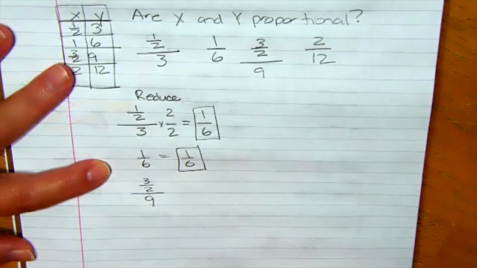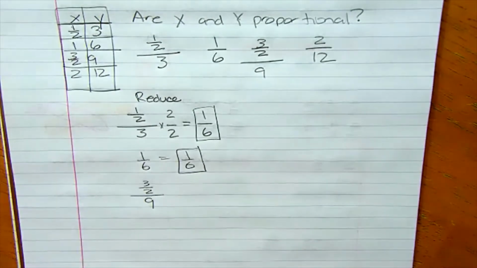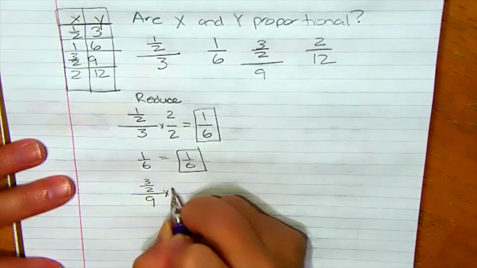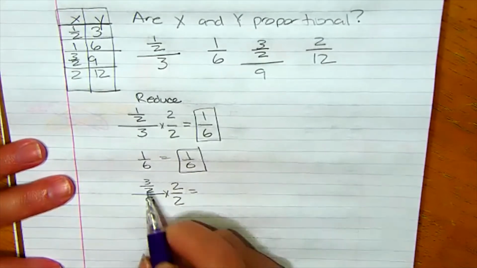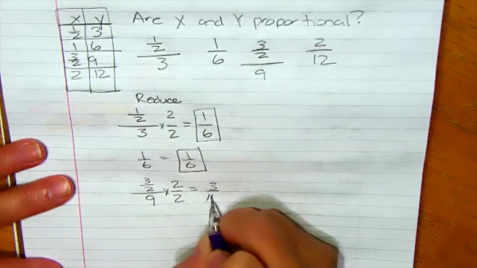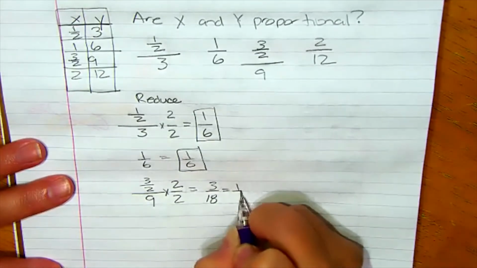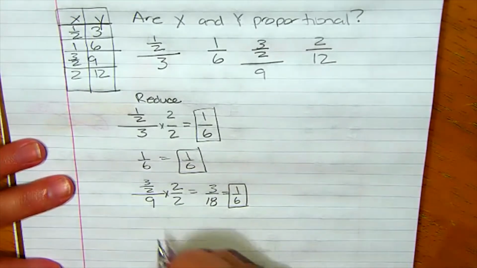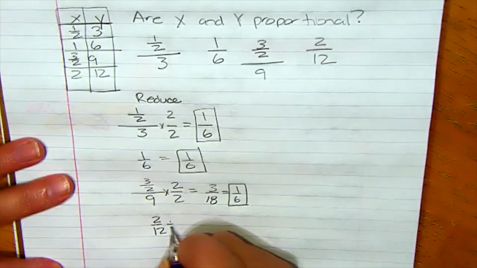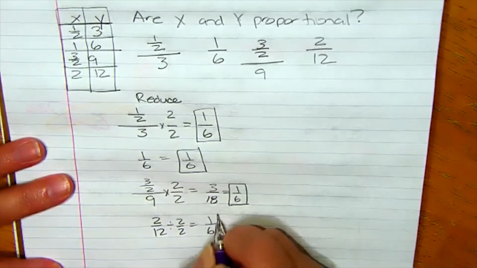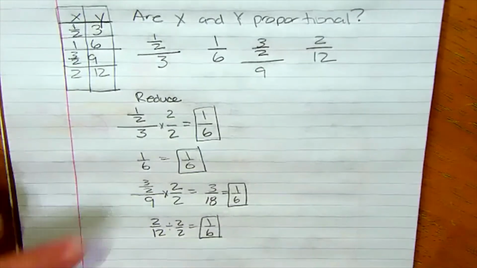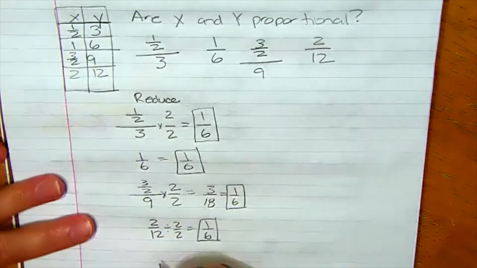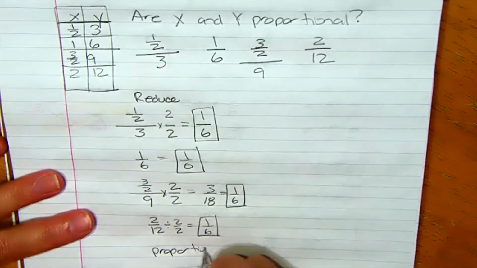3/2 divided by 9. I need to get rid of this fraction. So to do that, I'm going to multiply, here's my denominator, by 2 over 2. This is going to give me 3/18, which is 1/6. And then I have 2/12. Reduces to 1/6. Holy smokes. When I look at all three of my reduced fractions, they all equal 1/6. This is proportional.